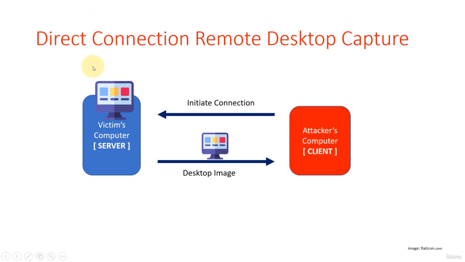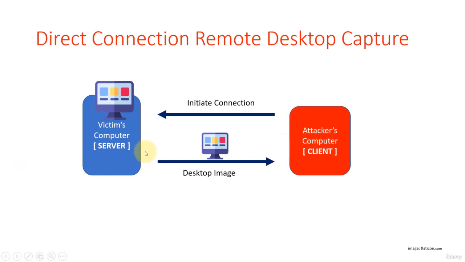Then we come to the second type of solution, direct connection remote desktop capture. On the left is your victim's computer. It is also known as the server because it is waiting for connection. That is why it is called the server. On the right is the attacker's computer. It is called the client machine. Why? Because it is initiating connection. That is why it is called the client.